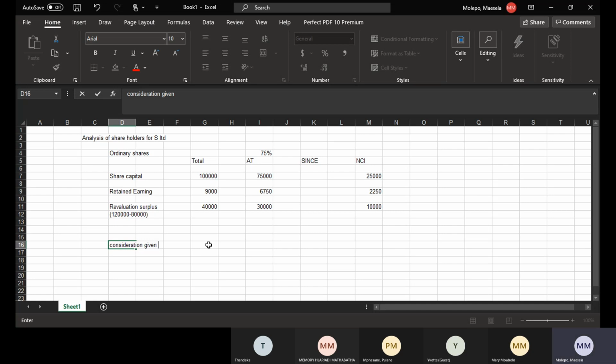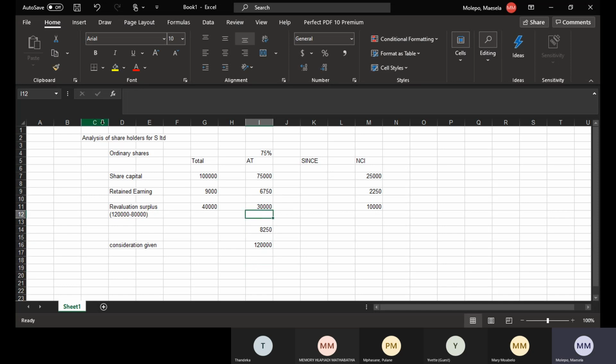For 75,000 ordinary shares is 120. Now we have to check if we have any goodwill or not. So we're gonna say 120 minus 30 minus 6,750 minus the 75,000. It tells us that we have 8,250, which must be represented as goodwill. So 8,250 is our goodwill.